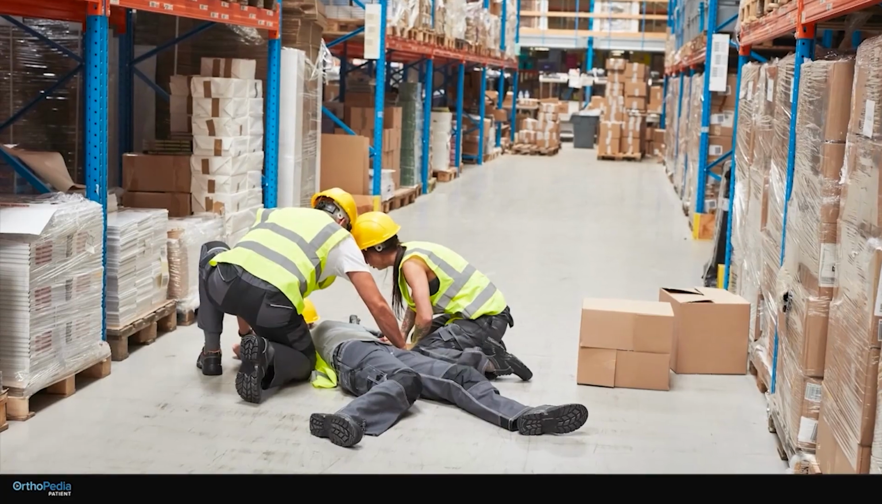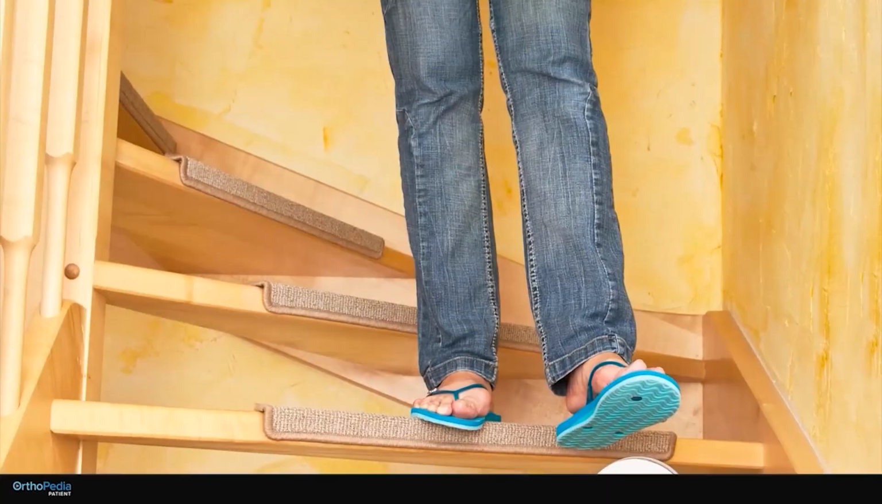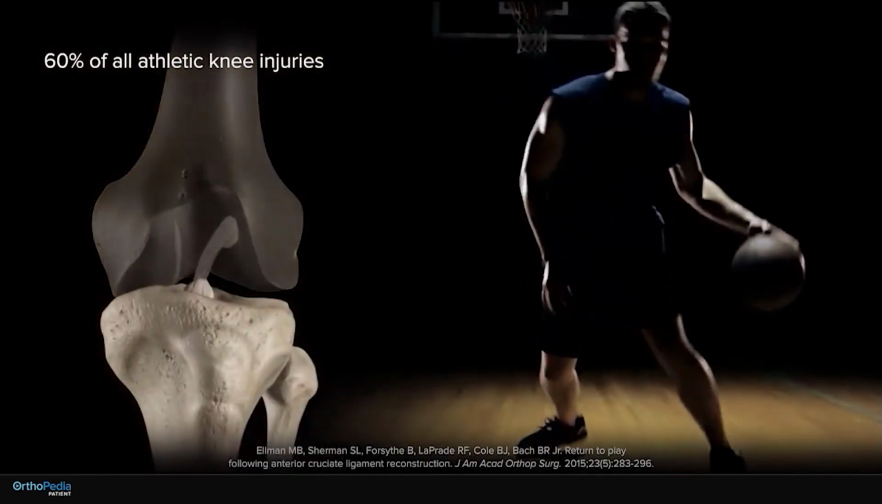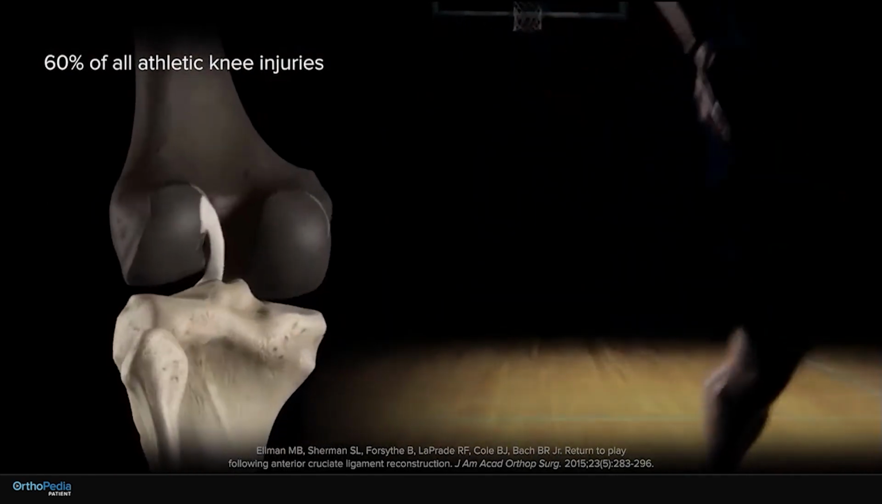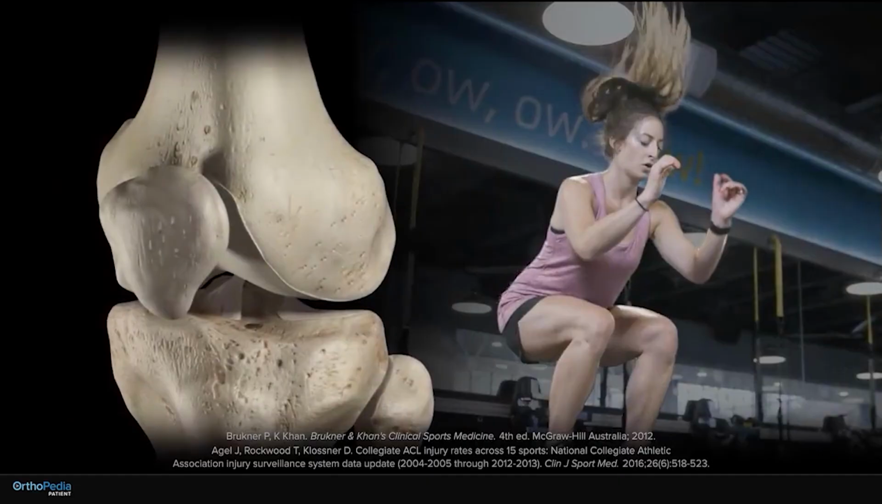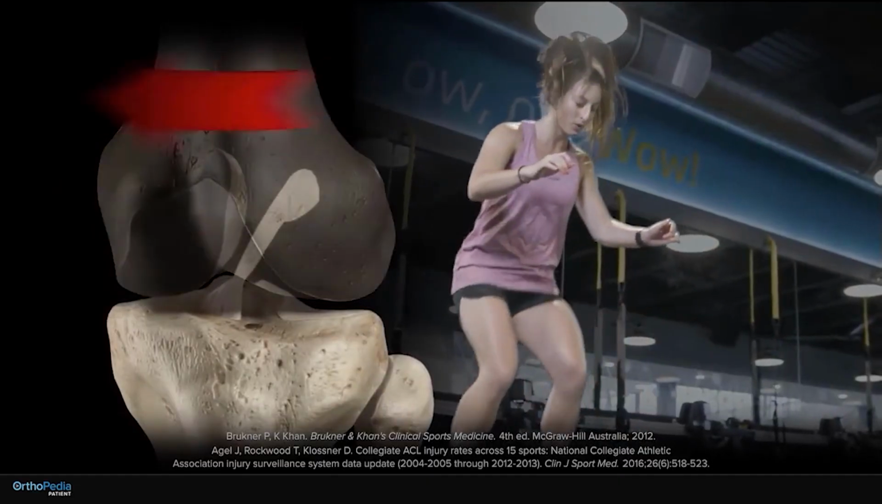ACL tears can happen to anyone, not just athletes. This injury can happen at work or from a fall while at home, but most ACL injuries do occur in the athletic population. Some studies show that they can account for over 60% of all athletic knee injuries during sports that require planting or pivoting movements.